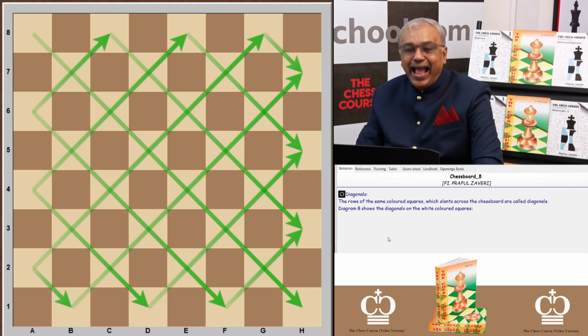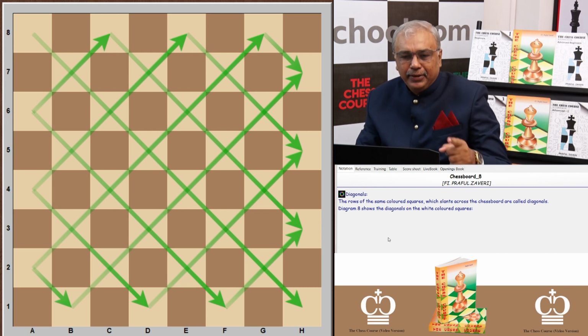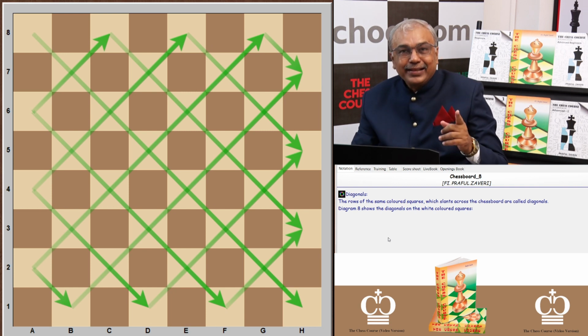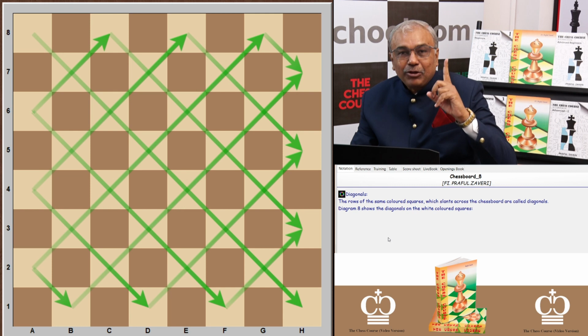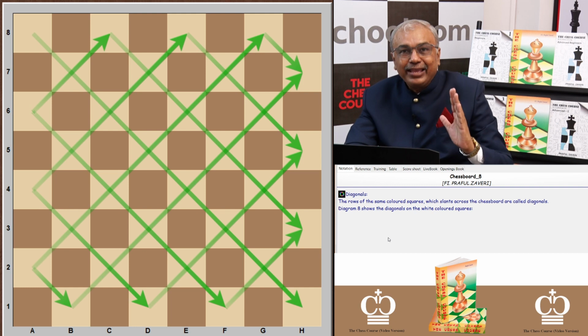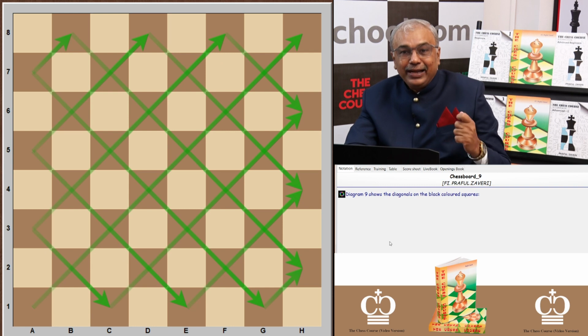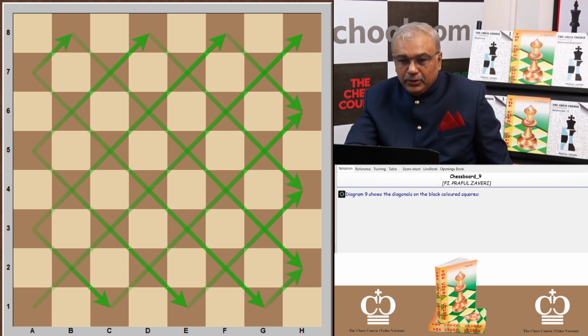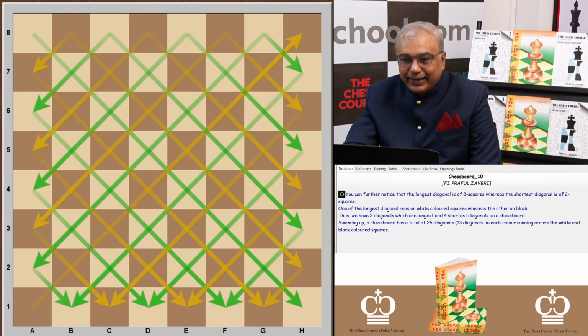And then we come to diagonals. Basically diagonals are the rows of the same colored square which slant across the chessboard. So you can see here the slanting rows of squares, and these are on the white colored, and you can see that there are in all 13 diagonals on white colored square. 2 are shortest of 2 squares each and 1 longest, that is of 8 squares, and of course consisting of other breakups. So we have total 13 diagonals on white colored. Similarly 13 diagonals on black colored square, to make it a total of 26 diagonals.